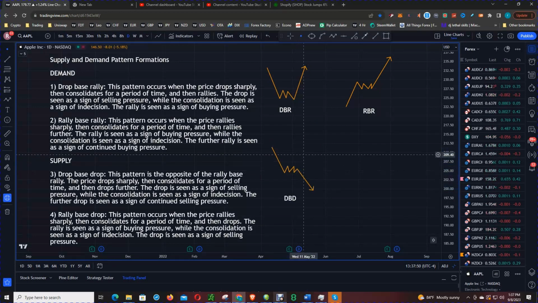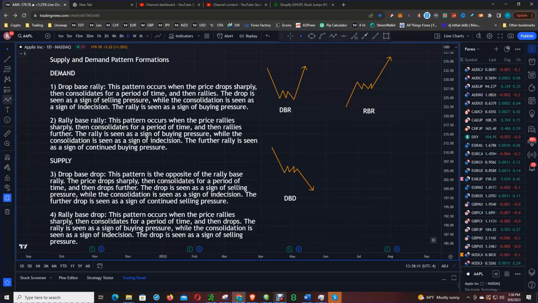See if I can draw that. There you go. And last but not least, you have the rally, base, drop. This pattern occurs when the price rallies sharply, then consolidates for a period of time, and then drops. The rally is seen as a sign of buying pressure, while the consolidation is seen as a sign of indecision. Then the drop is seen as a sign of selling pressure.